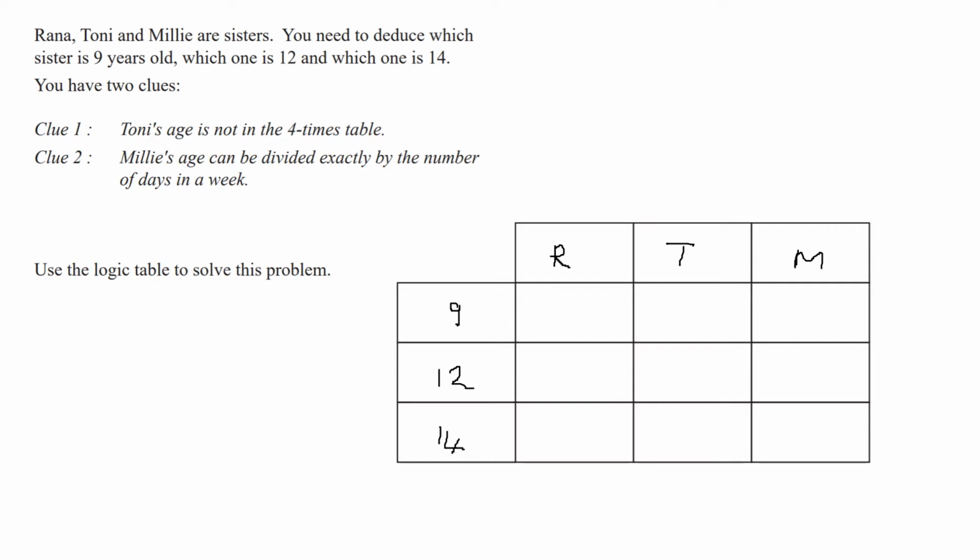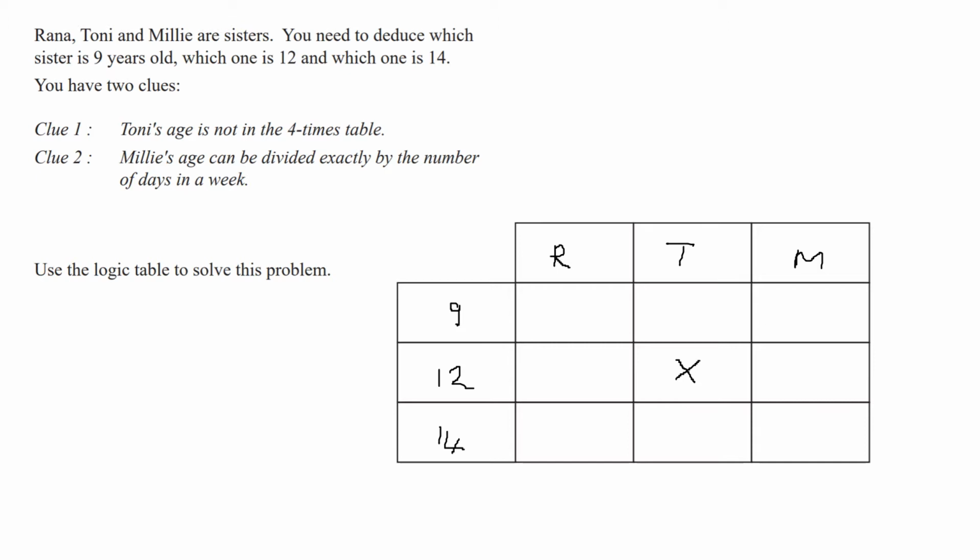So Tony could be 9. She can't be 12 because 12 is in the 4 times table and her age isn't. She could also be 14 because 14 is not in the 4 times table. So we now have a look at our second clue.